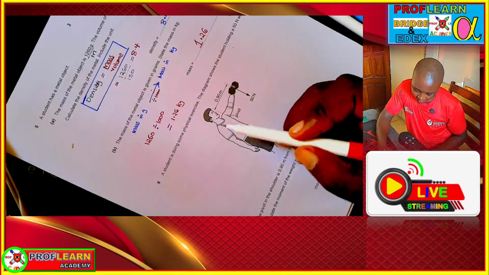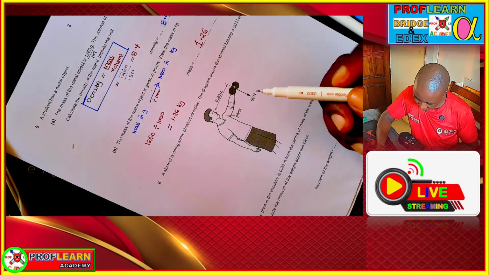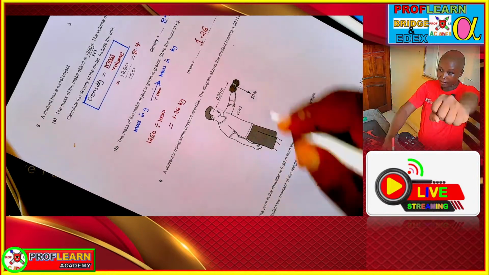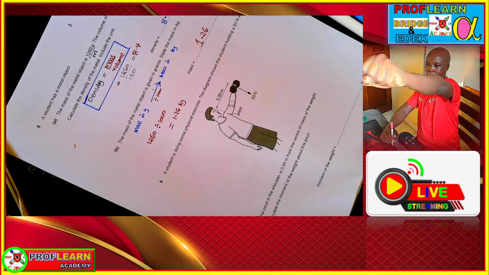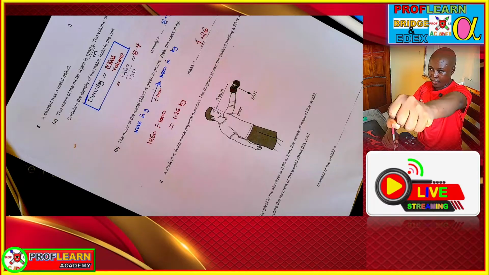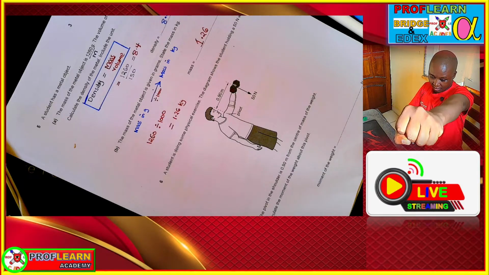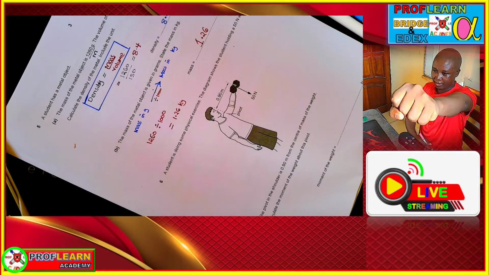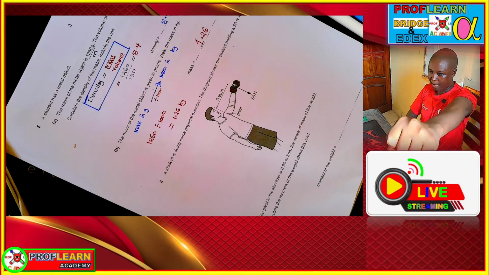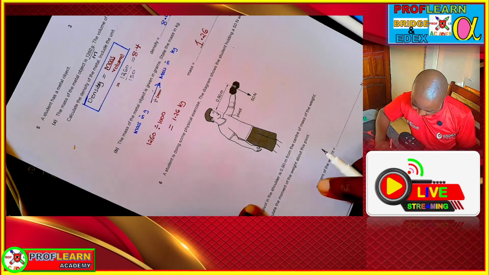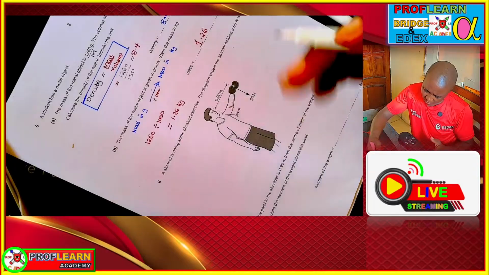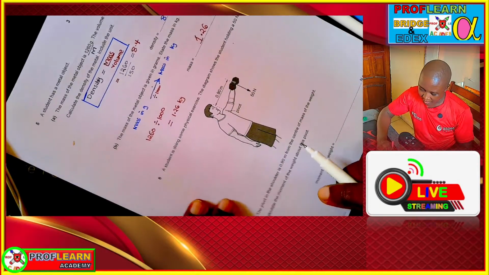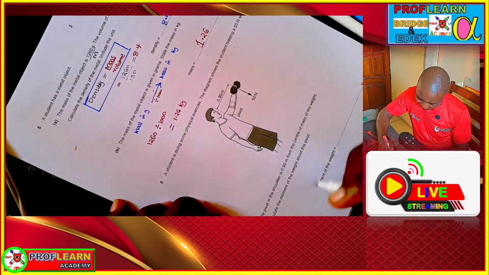Then we have another very strong student here who's holding something, imagine 50 newtons, using one hand like that. There is a turning effect, right? The pivot is somewhere here, right? Now, the student is doing some physical exercises, and we are supposed to calculate the moment.